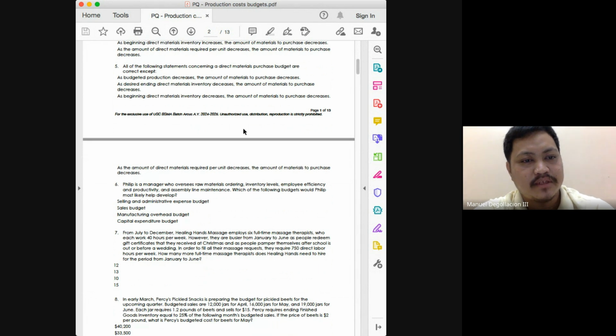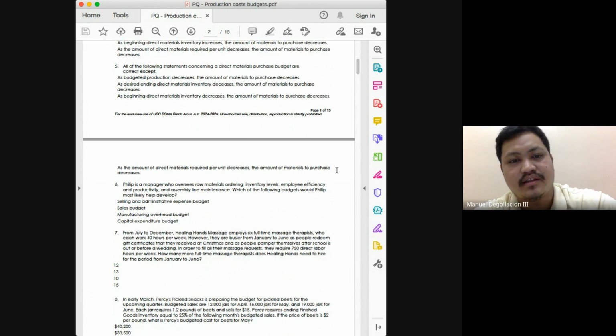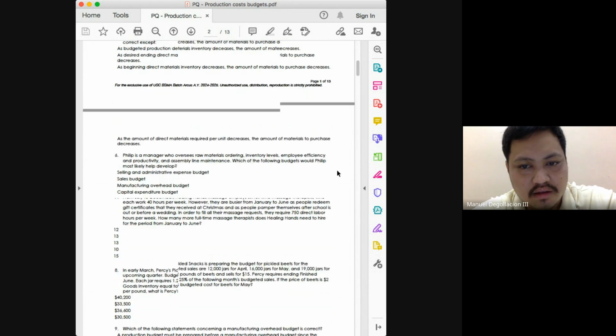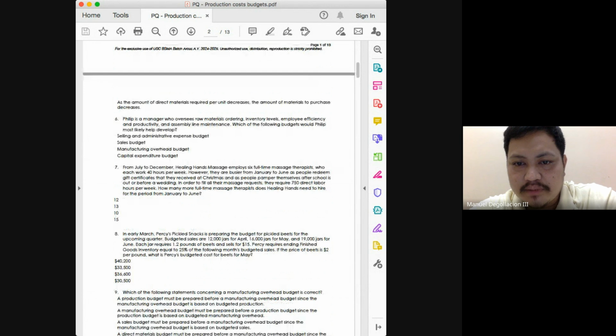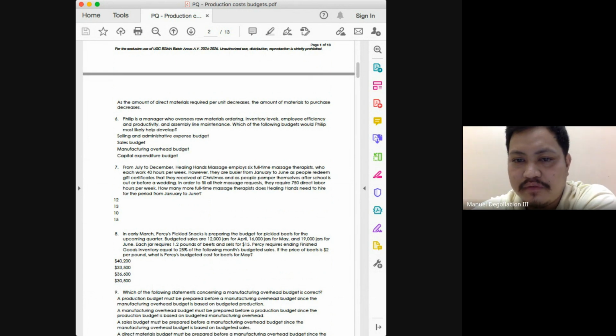The fourth statement must be true. Let's check. As the amount of direct materials required per unit decreases, the amount of materials to purchase decreases. That is obviously correct. Number 6, Philip is a manager who oversees raw materials ordering, inventory levels, employee efficiency and productivity, and assembly line maintenance.